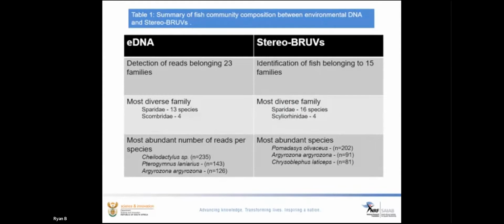When comparing eDNA to stereo-BRUVs and summarizing the species composition between the two methodologies, we found that eDNA detected reads belonging to 23 families, while stereo-BRUVs identified fish belonging to 15 families. The most diverse family included Sparidae, with 13 species detected when using eDNA and 16 species identified in stereo-BRUV videos. For both methodologies, carpenter was in the top 3 species that were abundant in the study.